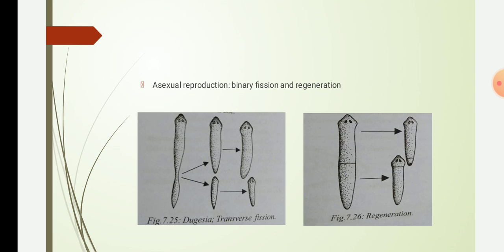In asexual reproduction, it is the most common type, and in several species they prefer this mode of reproduction, and it occurs by binary fission. First we will see binary fission, in which the body divides transversely a little behind the mouth, a little behind or down near the mouth, and the anterior part is without the tail.